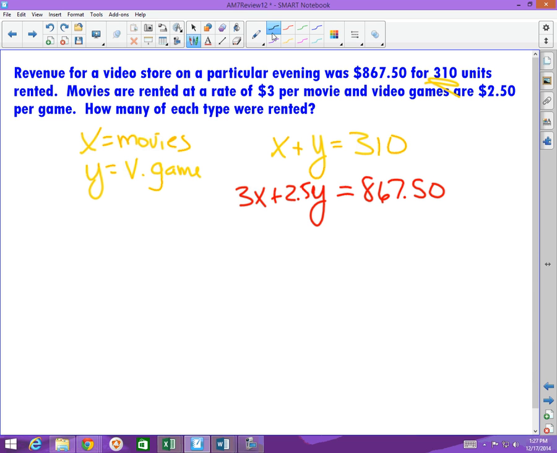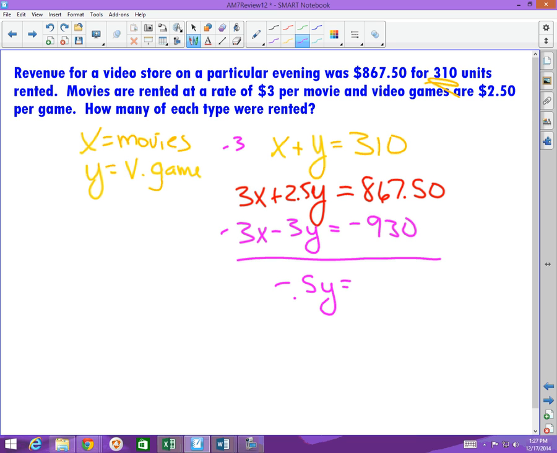Or you can try to eliminate by multiplying this one by a -3 to get a -3x minus 3y equals -930. And then add them together, and that becomes a -0.5y equals -62.5, and so then y is equal to 125, because you've got to divide by -0.5 or multiply by -2.